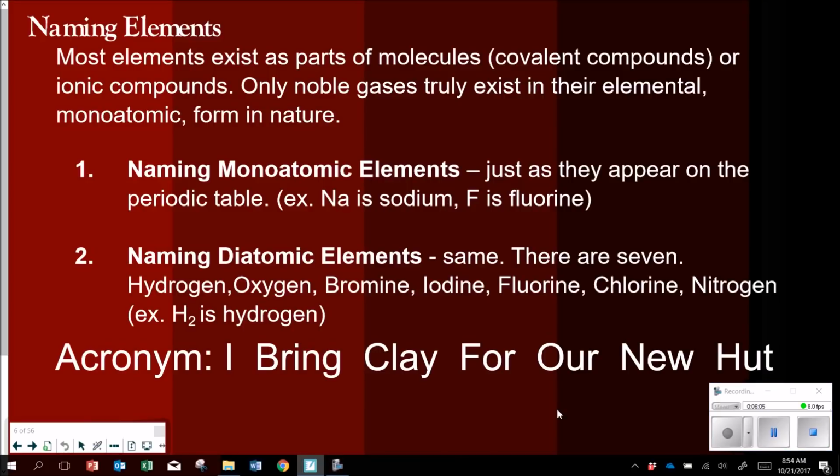We name diatomic elements just the same. There are 7 of them which you need to memorize. They are hydrogen, oxygen, bromine, iodine, fluorine, chlorine, and nitrogen. A useful acronym for remembering them is I bring clay for our new hut. So iodine will be I2, bromine Br2, chlorine Cl2, fluorine F2, oxygen O2, nitrogen N2, and hydrogen H2.